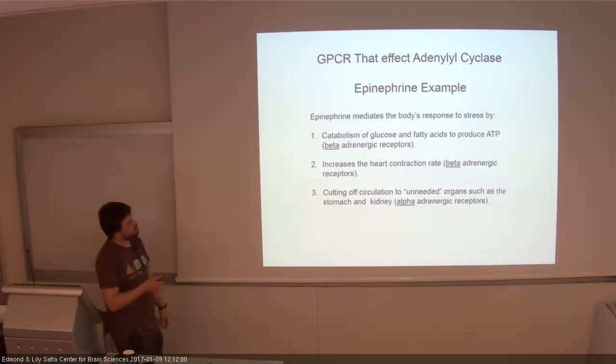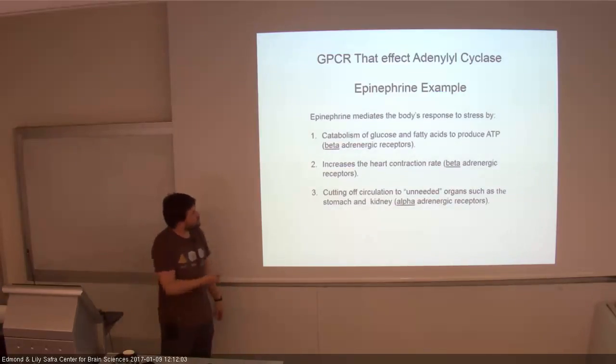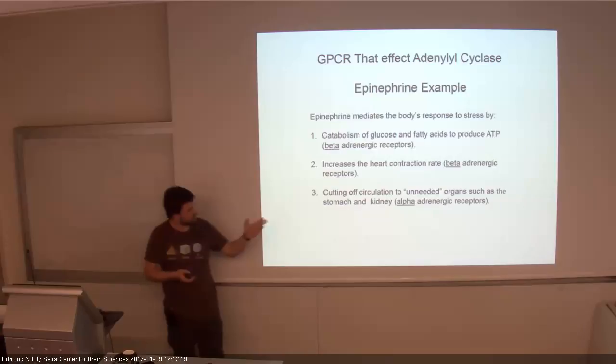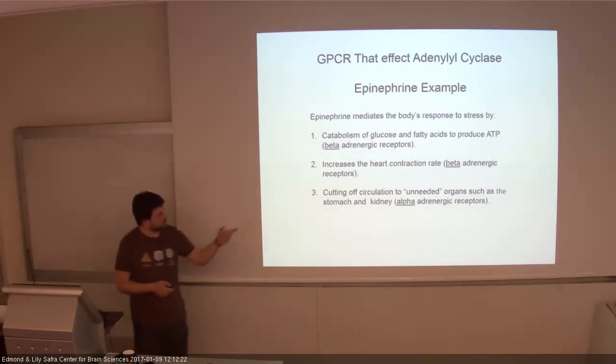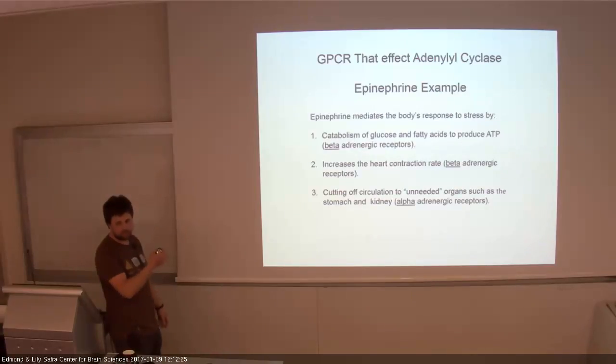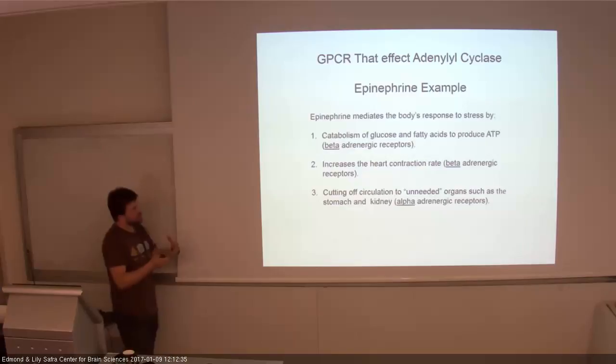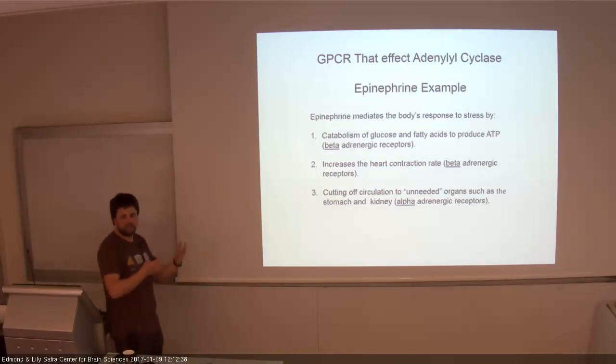it increases the catabolism of the glucose and fatty acids to produce more ATP. It does it through beta adrenergic receptors. It increases the heart contraction rate through, again, beta adrenergic receptors, just that this time it's on the heart cells. And it can cut off circulation of unneeded organs, such as stomach and kidney, through a set of alpha adrenergic receptors. Okay, so the same hormone can be received by different receptors, and in different organs has different effects. But all of these effects together, you can see that they help prepare the body for the coming danger or for the stress response that the body needs to get ready.